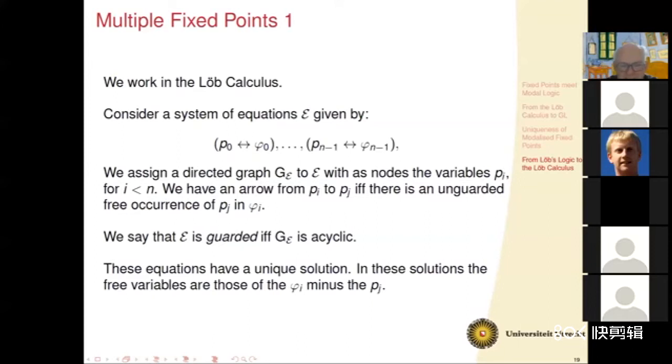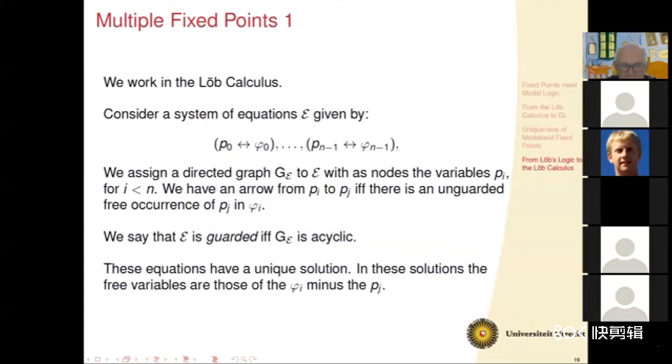And we say that E is guarded. Yeah, and I now realize suddenly that it could better be called modalized. That would be more consistent. So E is guarded or modalized if this graph doesn't have cycles. So a cycle means simply that you can run in a circle in the graph, right? So that should be excluded.